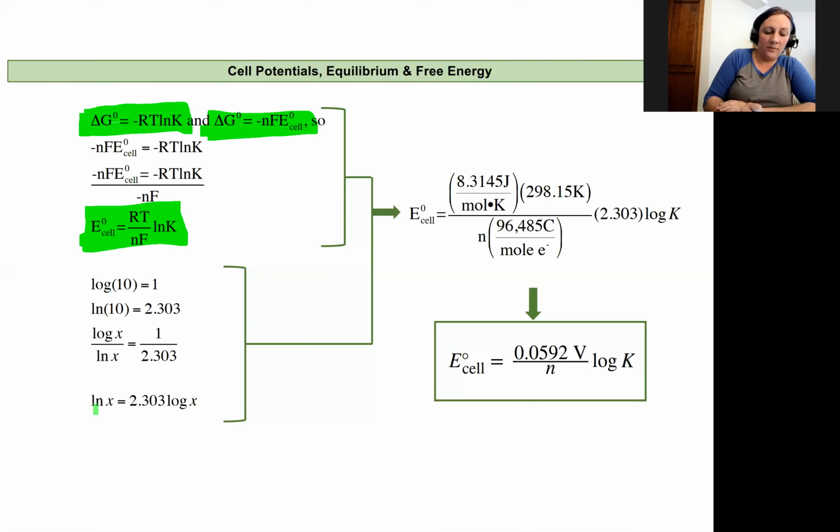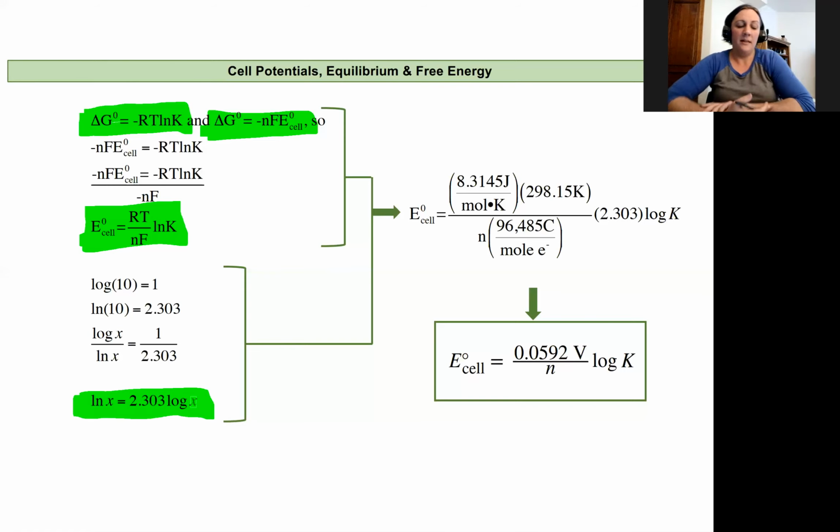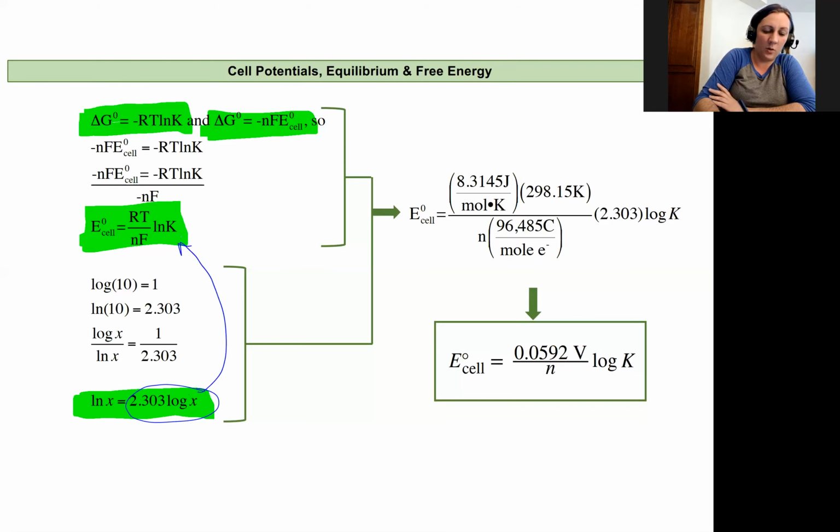Conventionally, for this equation, we work in log instead of natural log. And so our conversion is right here: the natural log of x will be equal to 2.303 log of x. And so we're going to replace that natural log of x in the equation we just built from our two free energy equations with 2.303 log of x.